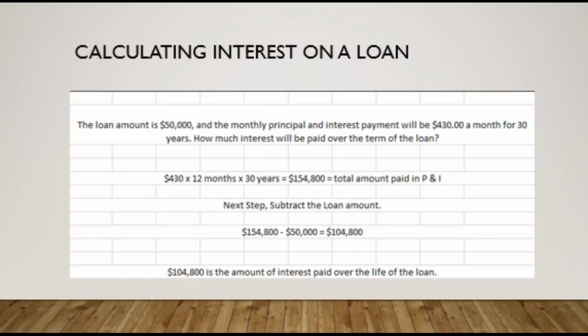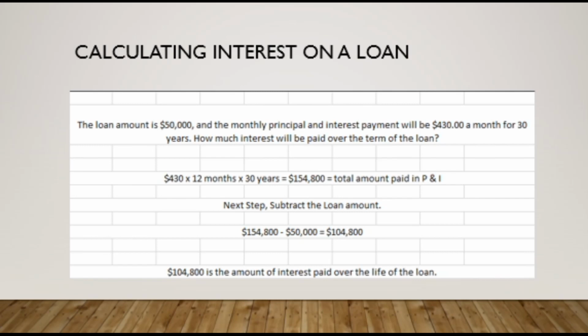So here we are. Real estate math is calculating interest on a loan. For this scenario, we're going to say the loan amount is 50,000 and the monthly principal and interest payment will be 430 a month for 30 years. The question is how much interest will be paid over the term of the loan?